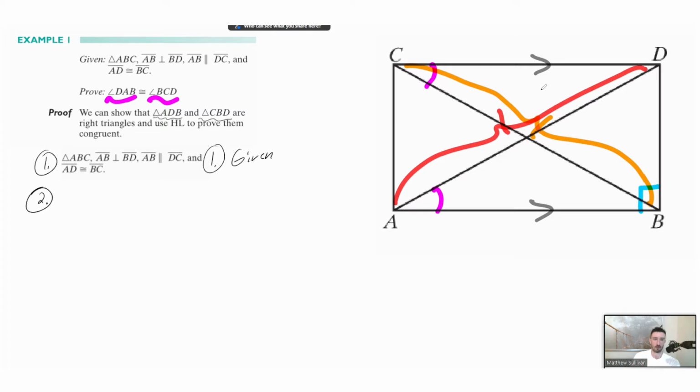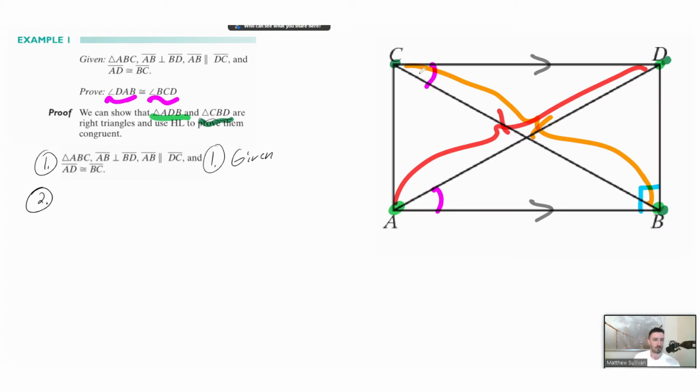So if I want to focus on those for a second, ADB, well, that's this triangle between those 3 points. And then CBD, that is the triangle that is very similar looking, but between those 3 points. Are you able to see both of those? Yes. Okay.